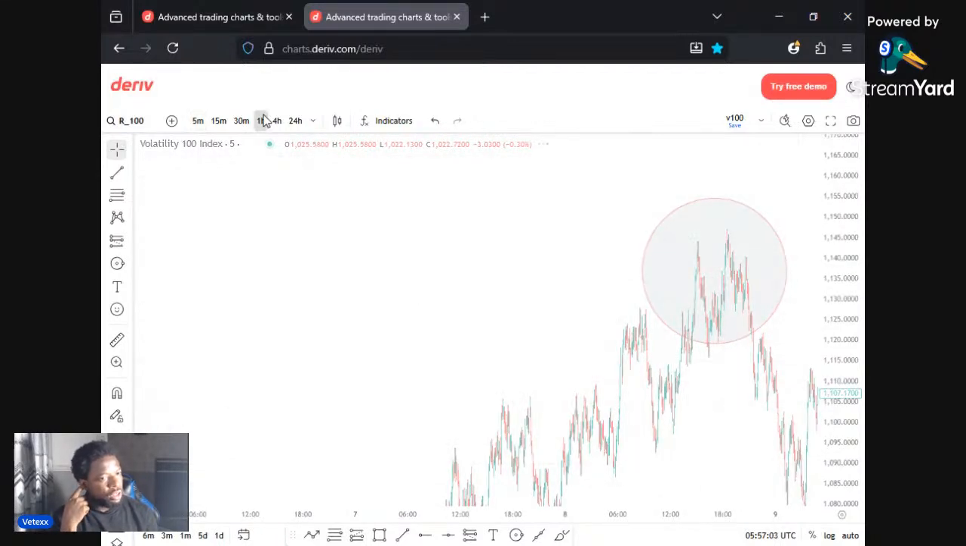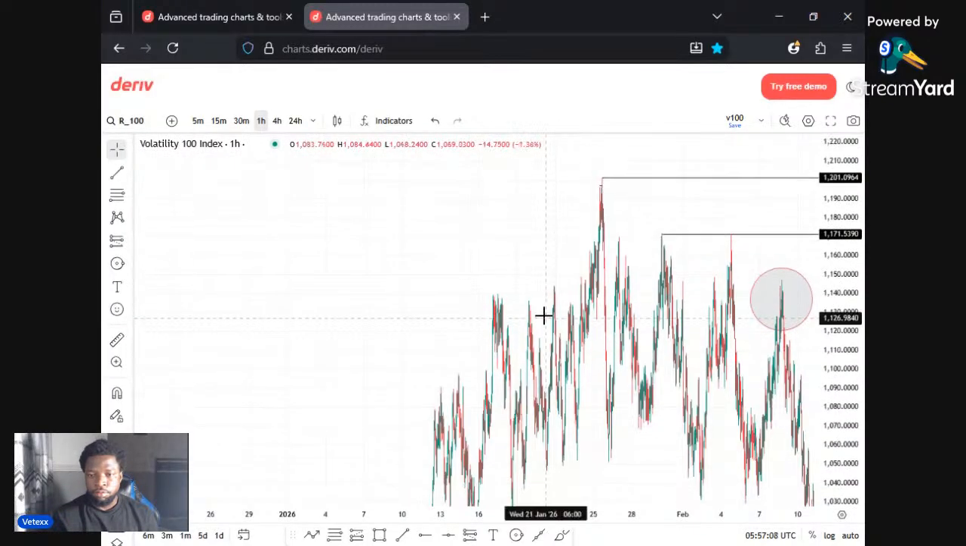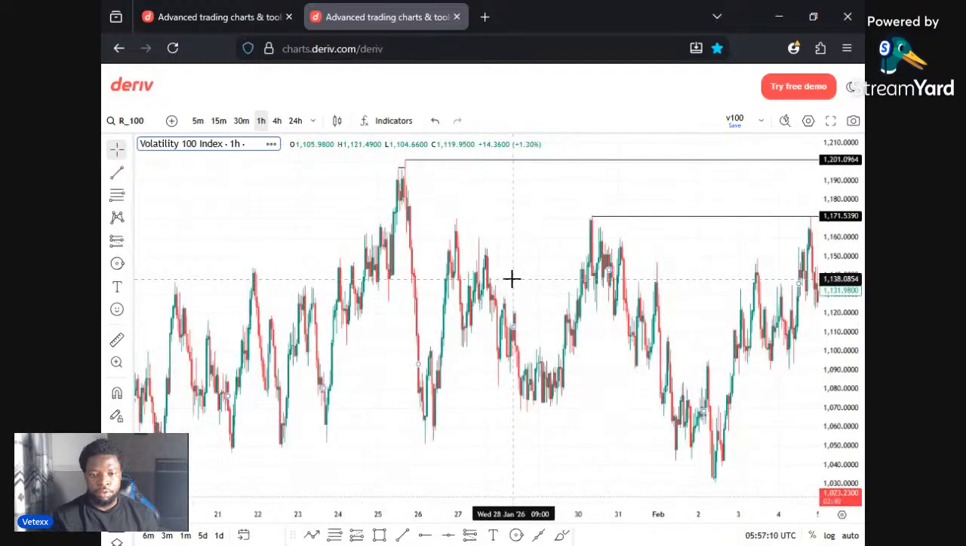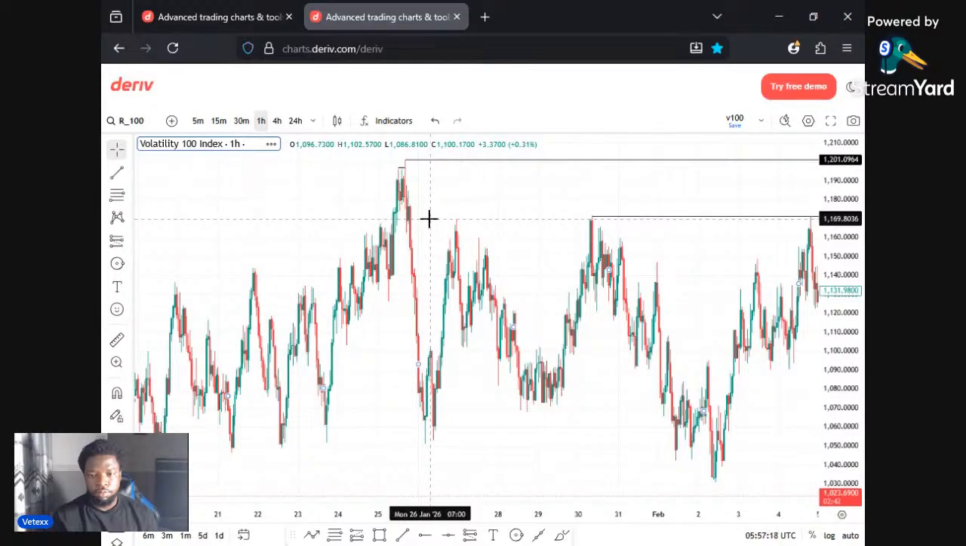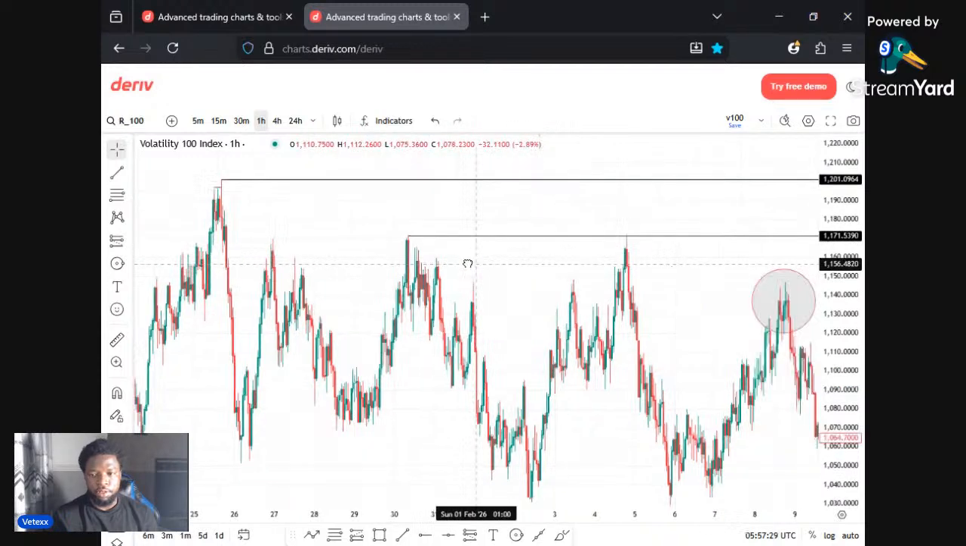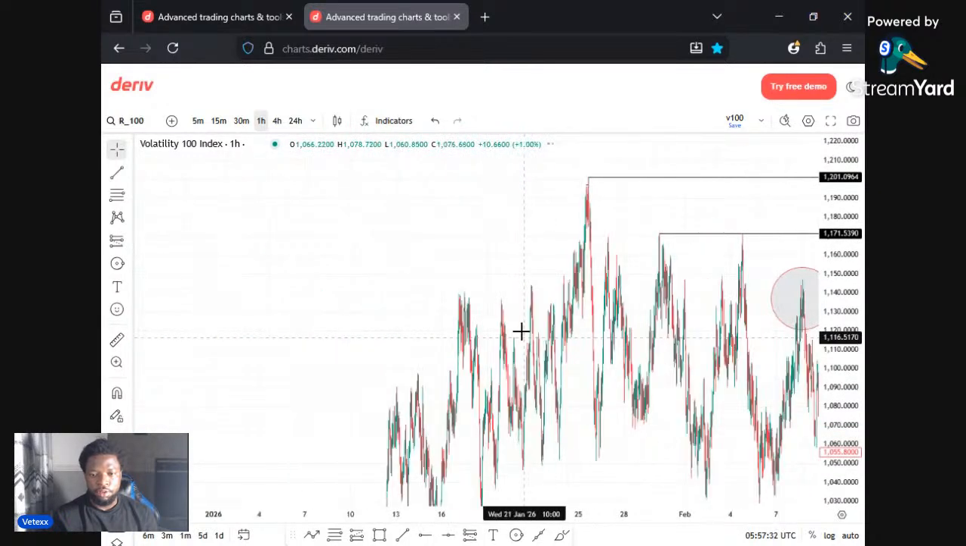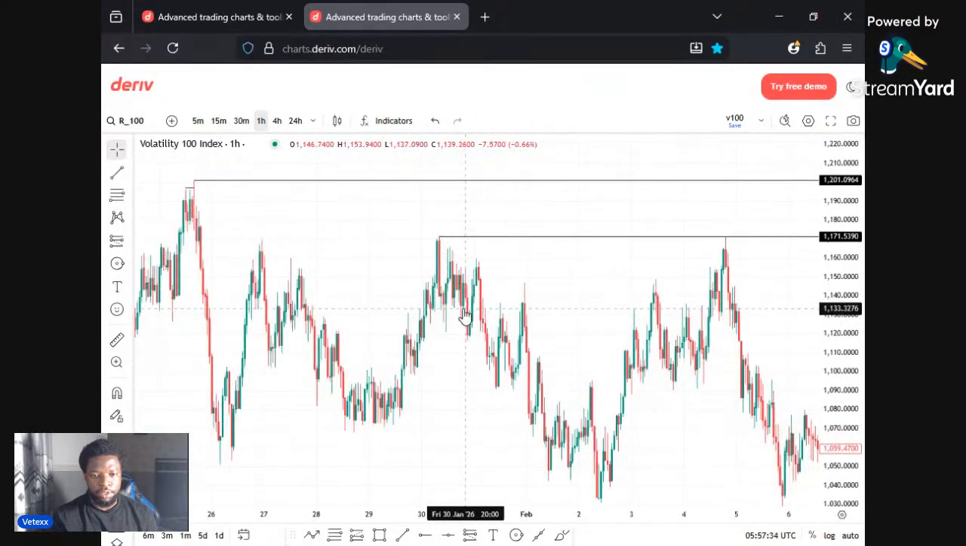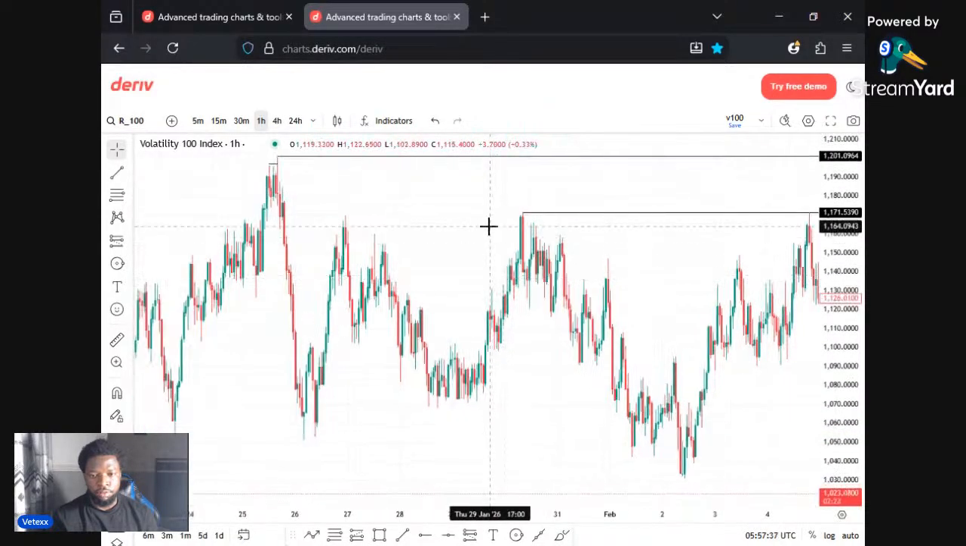So we don't have any clear setup here. So let me just pass. What do you have here? Anticipating this price to take out this high bar. It didn't do that. Price didn't do that. What else do we have?